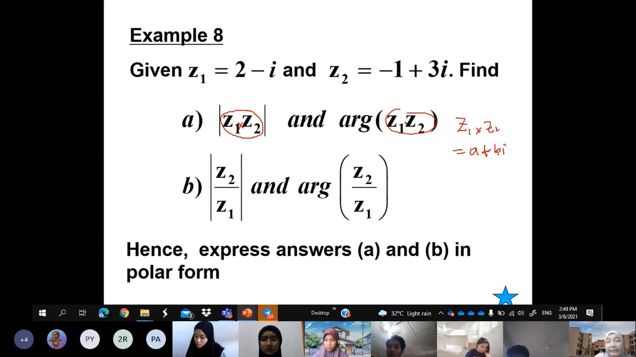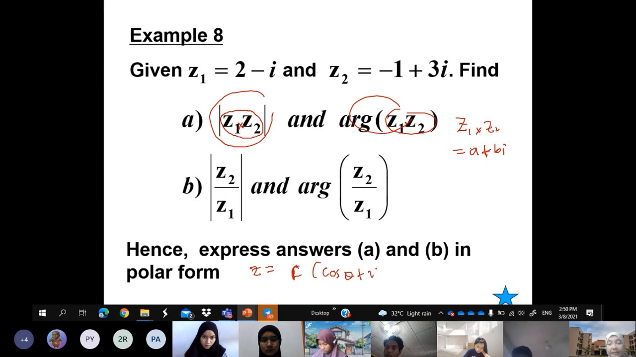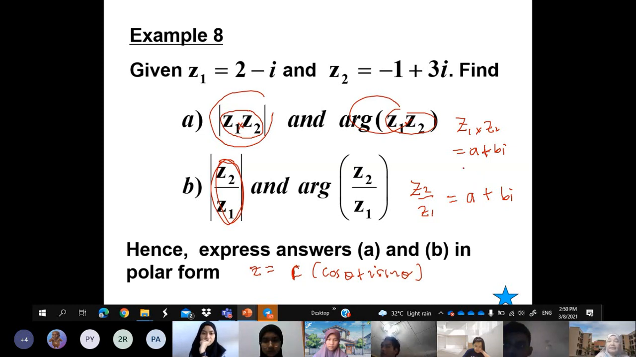When you get the answer in a plus bi, find modulus and argument. Then substitute in the polar form. Polar form formula is just r cos theta plus i sin theta. Substitute r modulus, theta argument. For part B, you need to reduce, simplify, change to the pattern answer a plus bi. Then find modulus, find argument. The problem for students is to simplify this term to a plus bi. This one is also the same, a plus bi.